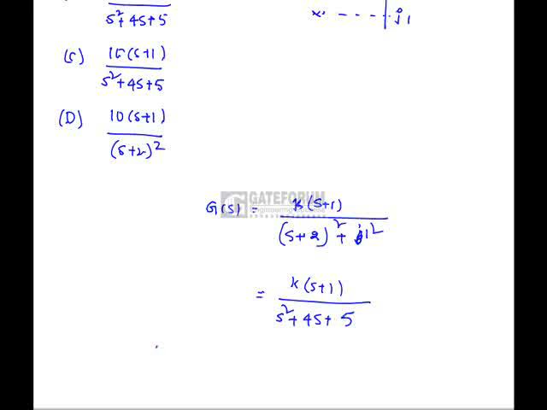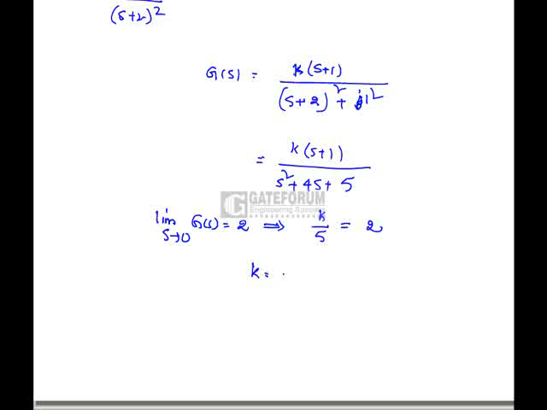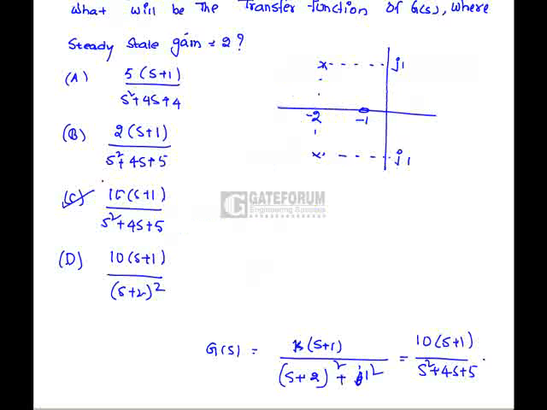Here steady state gain means limit s tends to 0, G(s) is equal to 2. That means K divided by 5 is equal to 2, which gives K equals 10. Hence we can write the open loop transfer function as 10 into (s plus 1) divided by (s square plus 4s plus 5). Hence option C is correct.